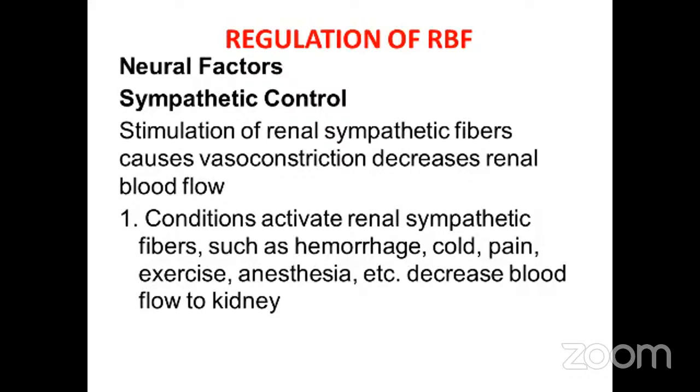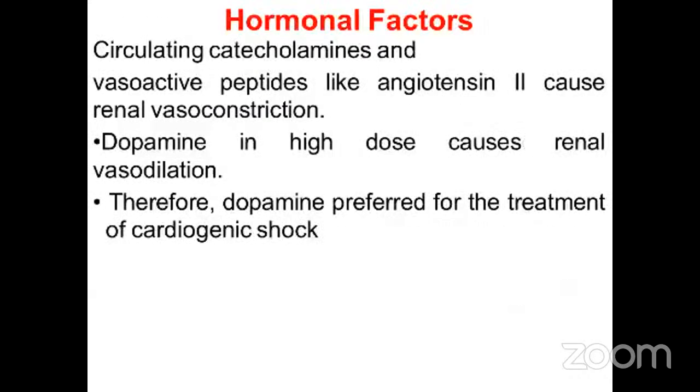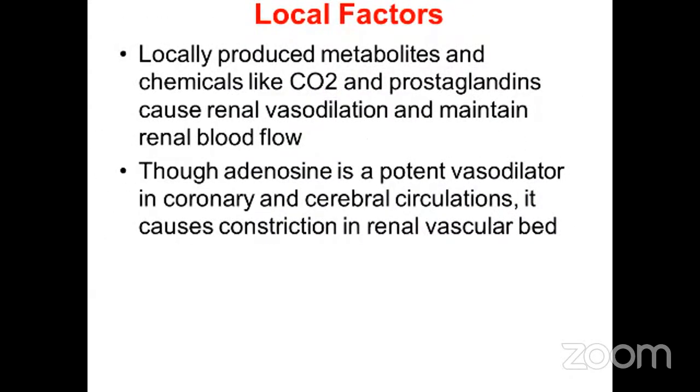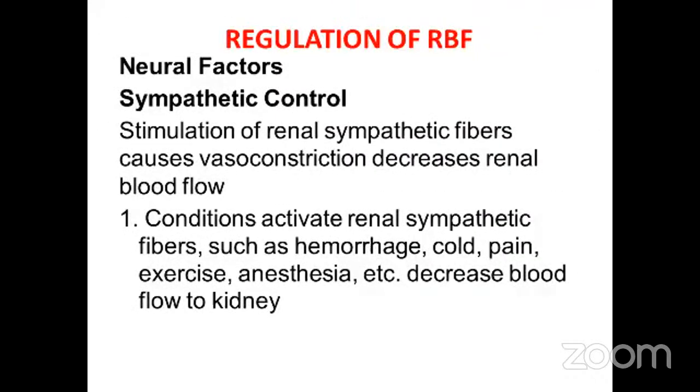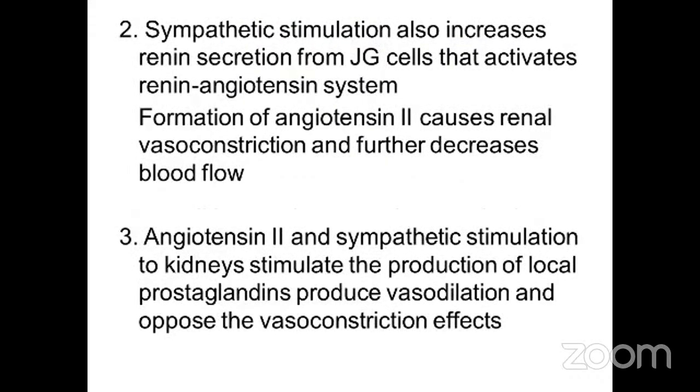Regulation of the renal blood flow is by three factors: neural factors, hormonal factors, and local factors. So first we will see the neural factors, that is the sympathetic control. Stimulation of the renal sympathetic fibers causes vasoconstriction, which decreases the blood flow to the kidneys. Conditions that activate renal sympathetic activity are hemorrhage, cold, pain, exercise, and anesthesia, and this decreases the blood flow to the kidney.